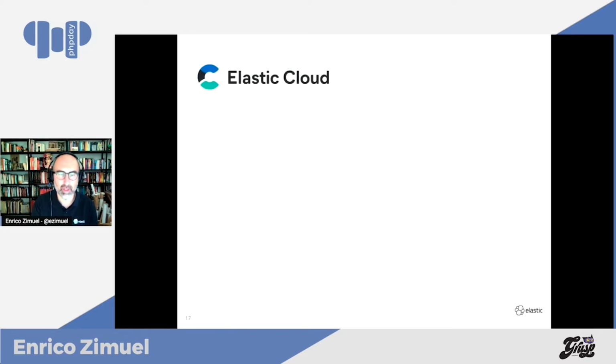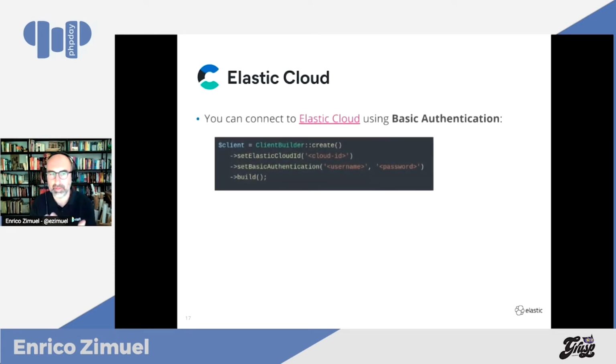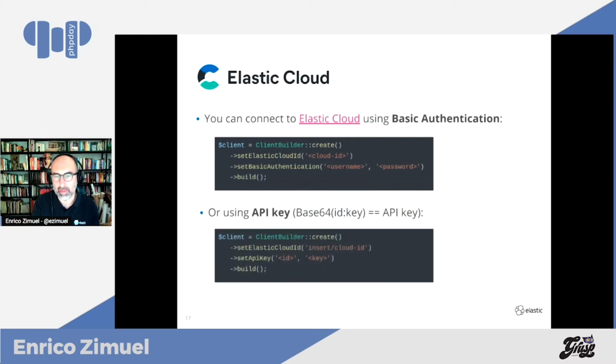As Elastic, we provide also cloud infrastructure. So if you don't want to run Elasticsearch by yourself, you can just create an instance on Elastic Cloud. And of course, you can use the PHP client to connect to the Elastic Cloud. We provide two kinds of authentication. One is basic authentication using username and password. You have to specify a cloud ID, that is a specific ID that the Elastic Cloud platform will generate for you when you register. Or you can use an API key, that is more likely the case because it's more secure in some way. Basically, you have the same Elastic Cloud ID, but you specify an API key.